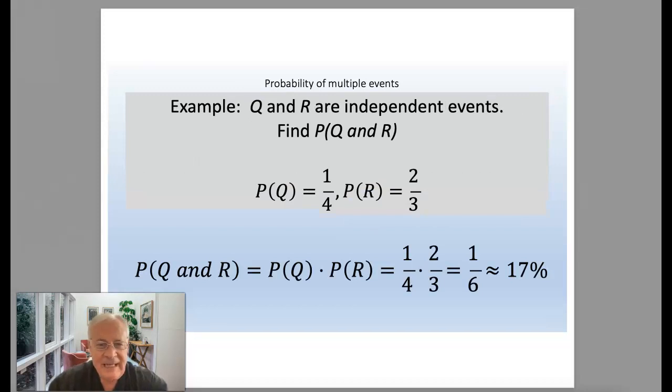All right, another example. If Q and R are independent events, then find the probability that Q and R happen. Remember, you just multiply them together. Probability of Q is 1/4. The probability of R is 2/3. You multiply them together. The probability that they both happen is less than the probability that either one happens individually.